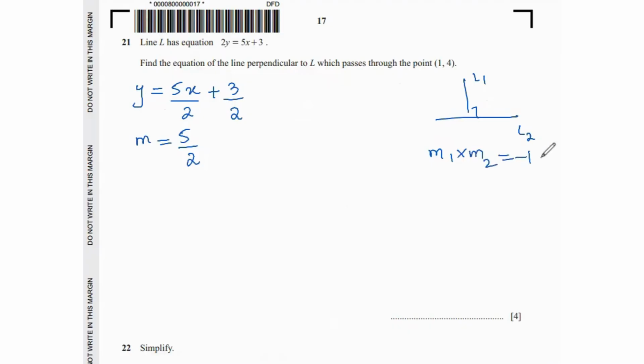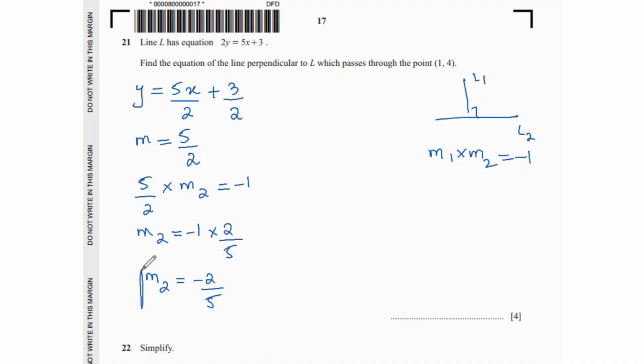When two lines are perpendicular, the gradient of line 1 times the gradient of line 2 equals negative 1. So if the gradient of line 1 is 5 over 2, 5 over 2 times m2 equals negative 1, which means m2 would be negative 1 times 2 over 5, and that is negative 2 over 5. That is the gradient of the line perpendicular to line L. They have told us that the line passes through the point 1, 4, so you can use slope-intercept form or the point-slope form. Either will get the correct answer.